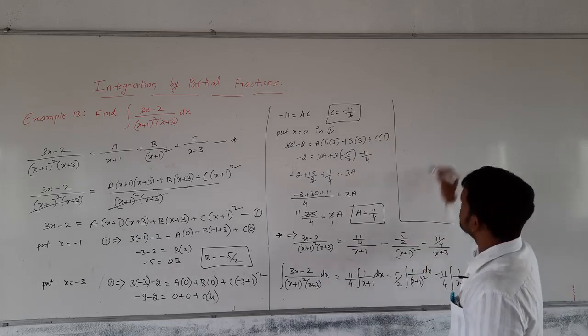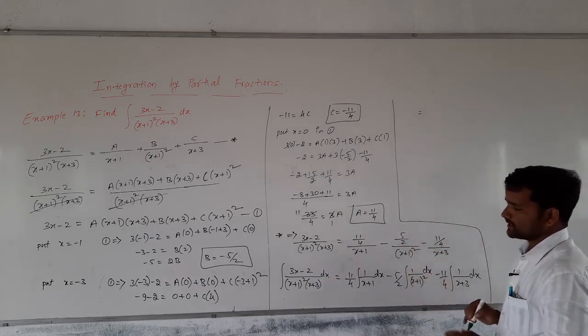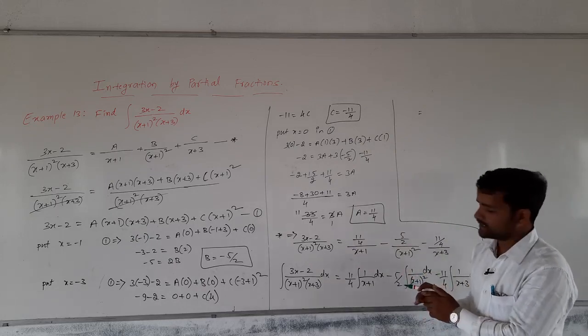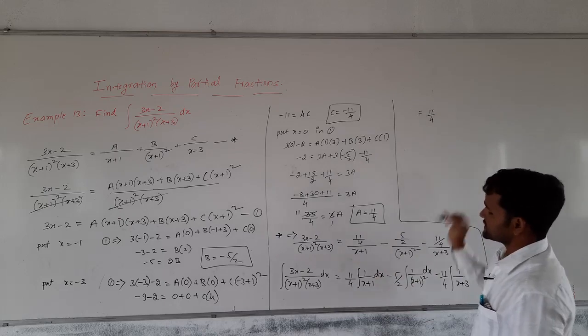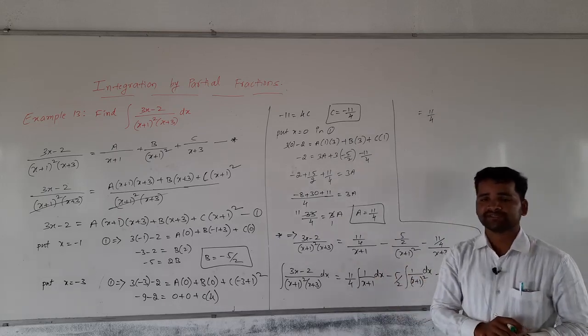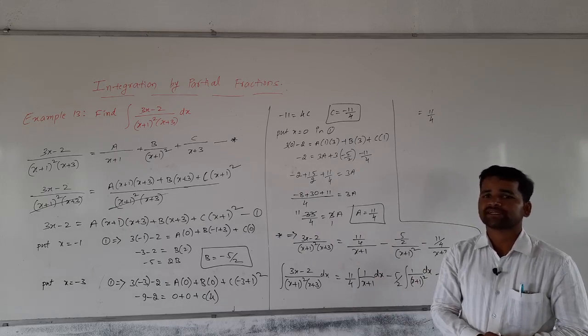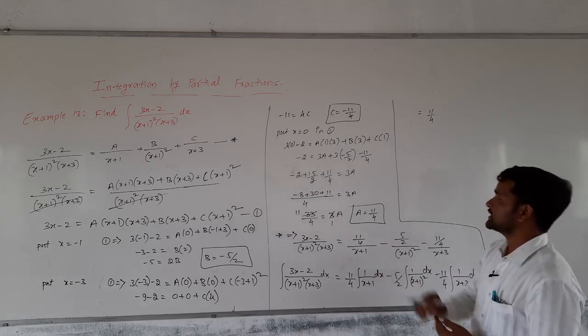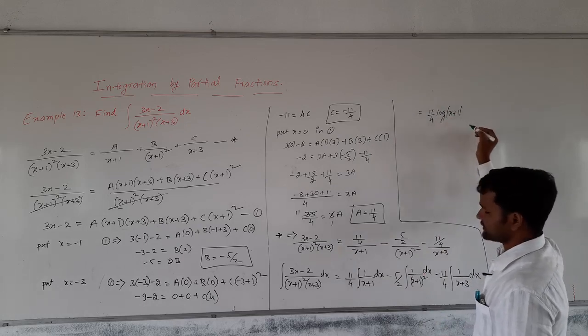I am integrating the left-hand side and not writing it again and again. Here 11/4 stays as it is. What is the integral of 1/(x + 1)? It is like 1/t. If you substitute t = x + 1, dt = dx. Directly we can write it as log|x + 1|.